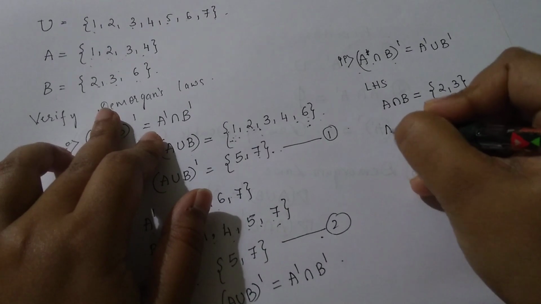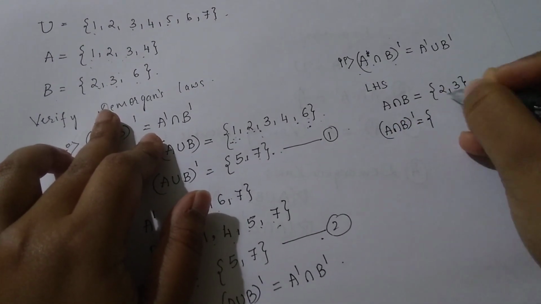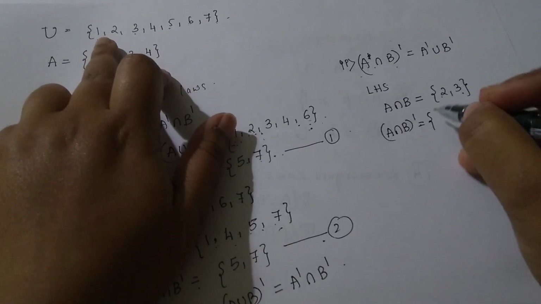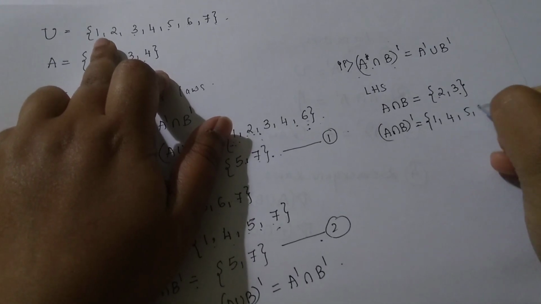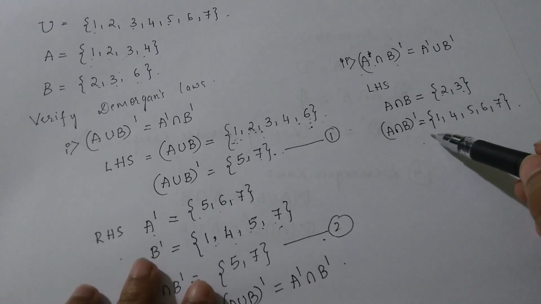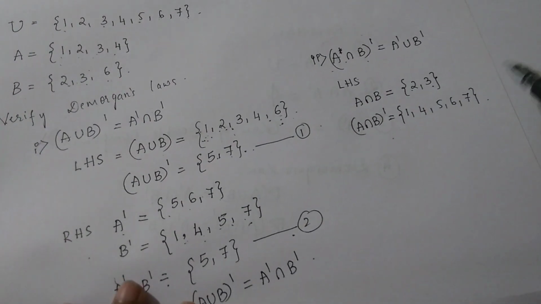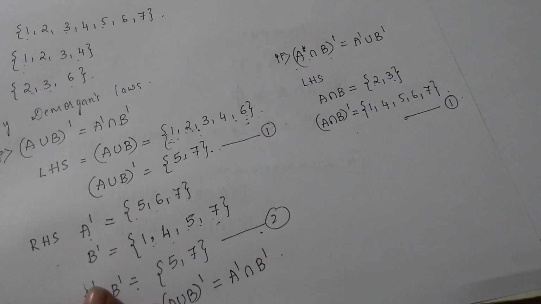So next, what do I have to find? A intersection B complement. Apart from 2, 3, the remaining elements you have to write from the universal set. So which are the remaining elements? 1 4 5 6 7. So 1 4 5 6 7 will be equal to what? A intersection B complement. Call this equation number 1.